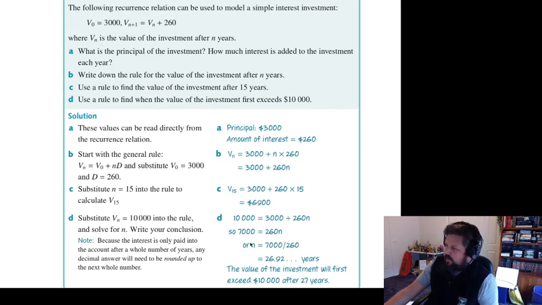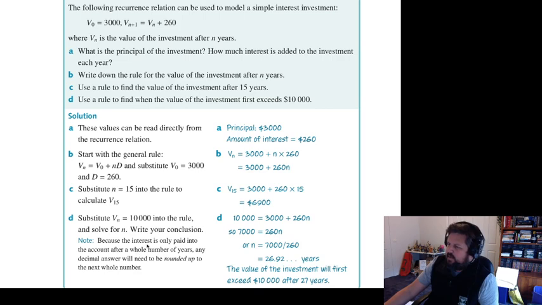So it's about rearranging things. You've got $3,000 here, and you need to move that over to this side because ultimately we want to find n by itself. So take away 3,000 from both sides. You end up with 7,000 equals 260n. To get n by itself, currently it's multiplying by 260, so we need to do the opposite, which is to divide by 260. What you do to one side of the equation, you have to do to the other. So 7,000 divided by 260 will tell us what n is. In this case, it is 26.92 years.